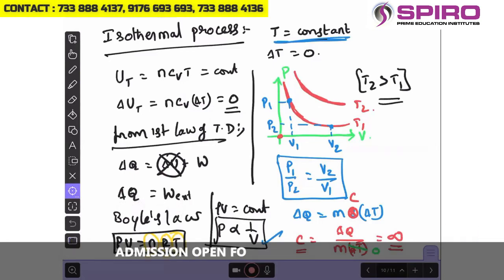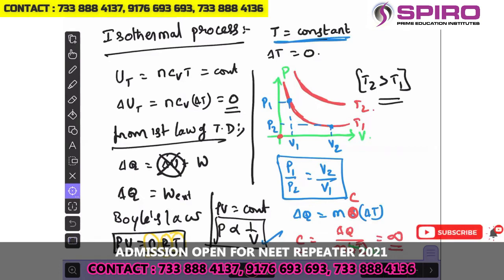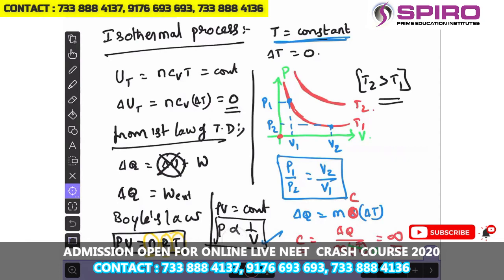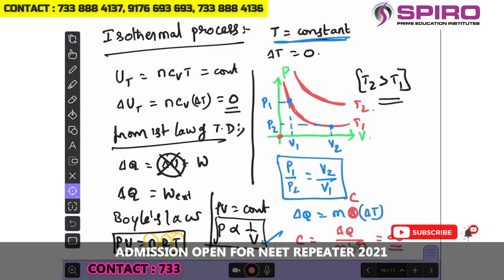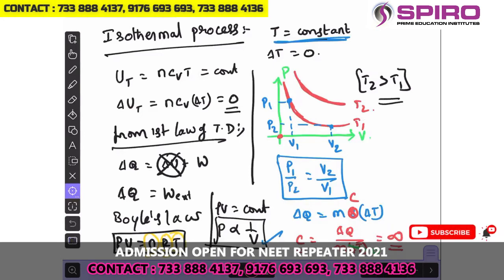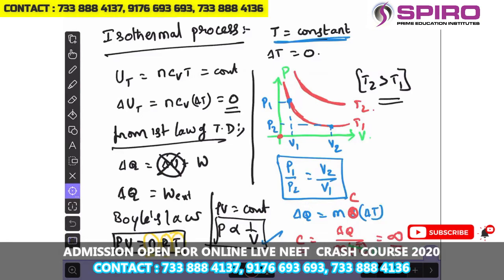Being a constant temperature process, it obeys Boyle's law, so PV equals nRT, or P is inversely proportional to volume. Isotherms at different temperatures of the given system of gases are represented by rectangular hyperbolas. Then P1 by P2 will be V2 by V1, and delta Q equals m C delta T, so C is delta Q divided by m delta T. Being delta T zero, the specific heat of the process is taken as infinity.